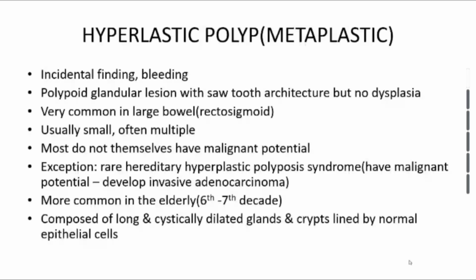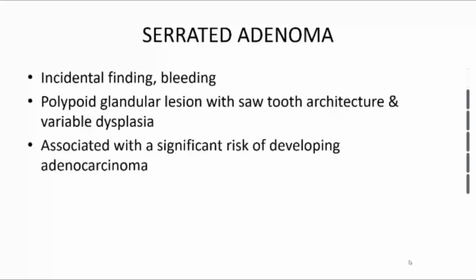Then we have what we call serrated adenoma, which is also an incidental finding. It tends to be found because somebody comes with rectal bleeding, and when you do colonoscopy, you find that adenoma. It is also a polypoid glandular lesion with sawtooth architecture and variable dysplasia. This is associated with a significant risk of developing adenocarcinoma. So when you find this serrated adenoma within the colon, there is a higher risk of adenocarcinoma. Most of the time you need to remove them. During colonoscopy, you are supposed to excise it completely because there is high risk of it developing into cancer.